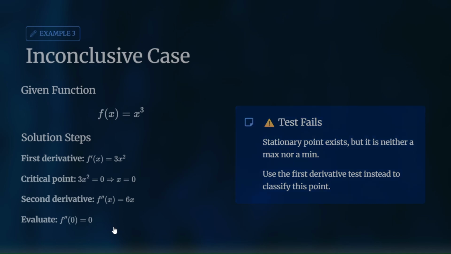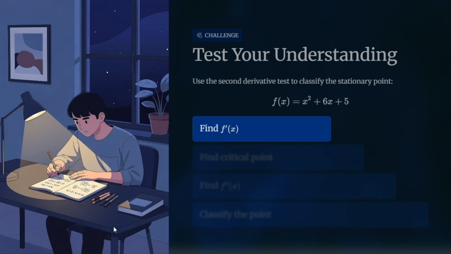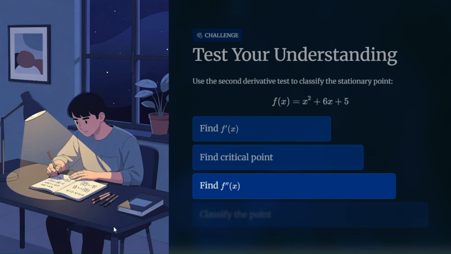Here's your challenge for today. Use the second derivative test to classify the stationary point in the function f of x equals x squared plus 6x plus 5. You'll need to find the first derivative, find the critical point, then find the second derivative, and finally classify the critical point.